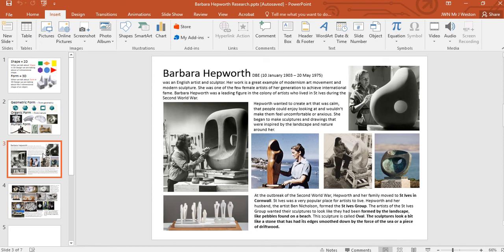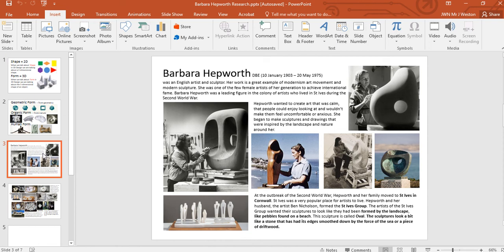So the first task that I would like you to attempt is to produce a research sheet, or two research sheets, in fact, on the artist Barbara Hepworth. And I would like you to explore her as a sculptor, as an artist. Find out, first of all, some facts about her, where she worked, who she was, and then try and explain where she got her inspiration from. So I want you to use the internet as your research tool and find some information on Barbara Hepworth. There will be some websites on the blog to guide you with that.